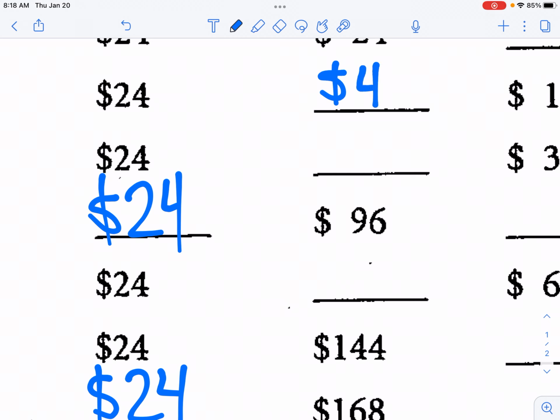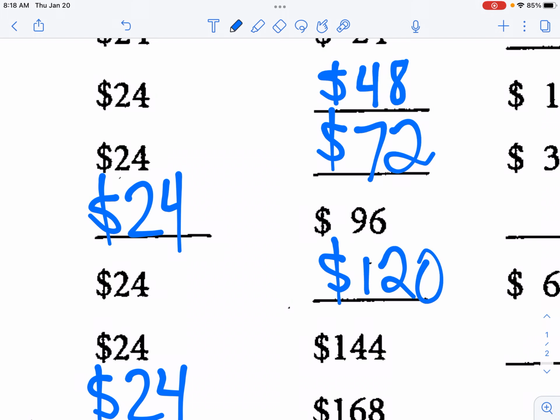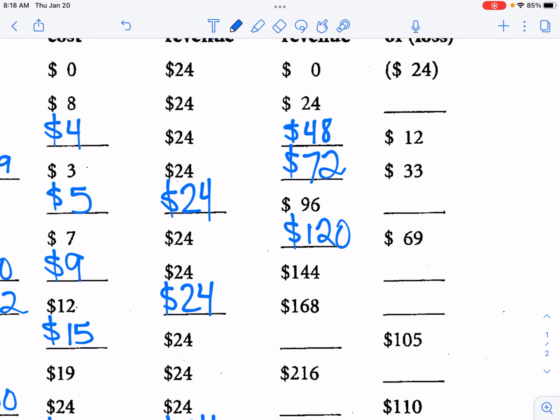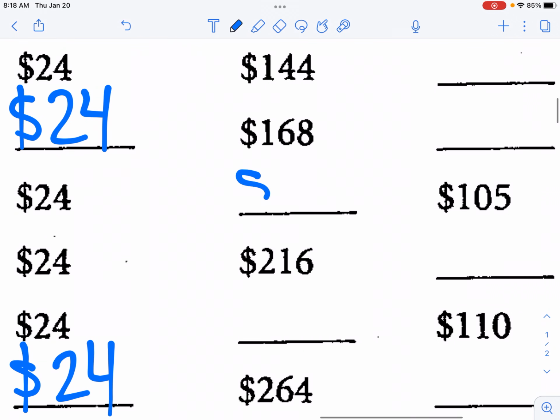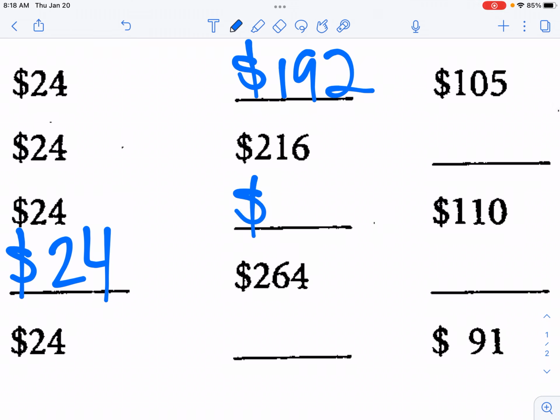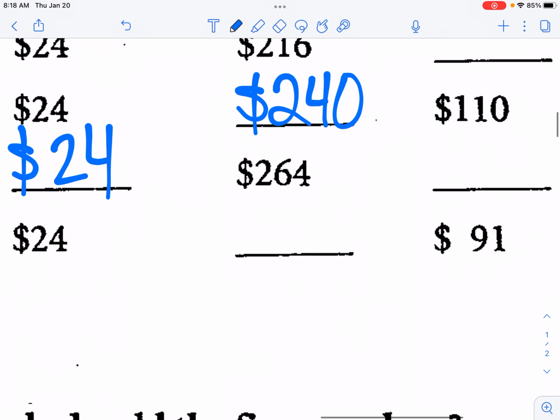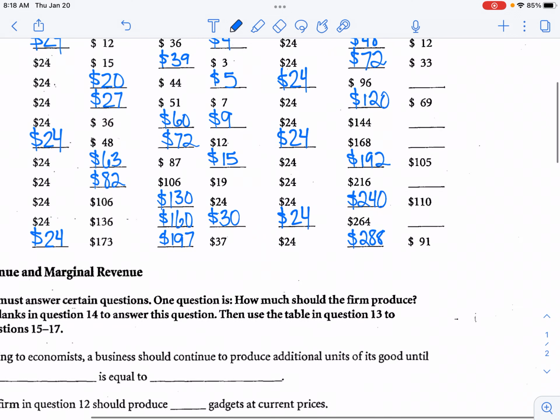The other thing you can note here is that since we are going up by only 1 more gadget per hour, the number is going to increase by 24 each time. So this is 72, and then 96, and then 120. Again, we're either just multiplying the price times the quantity, or we can add $24 every time we go to the next row. So here we're at 192. Here we are at 240. Here we are at $288.